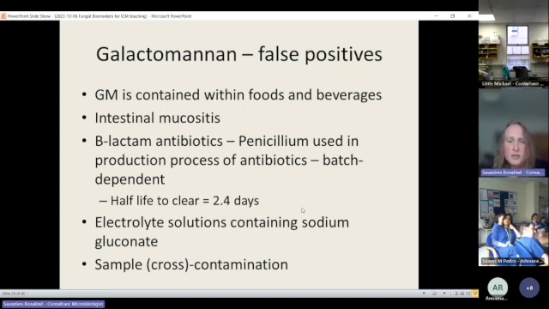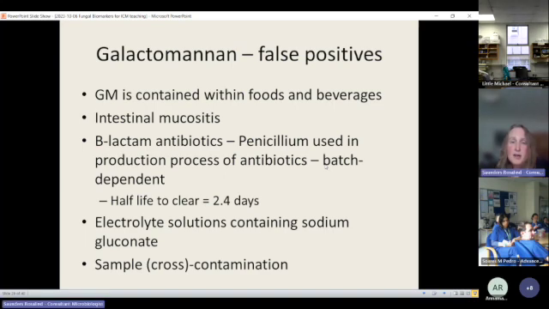And then false positives, again, there's a massive list of false positives. So galactomannan is within foods, cereal products, milky desserts, things like that. If you have intestinal mucositis, then some of your food products can translocate, or the galactomannan, the soluble part from your food, can end up in the bloodstream transiently.